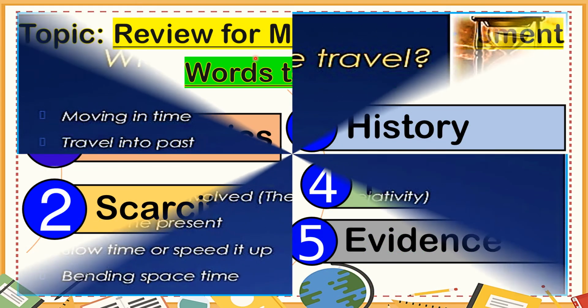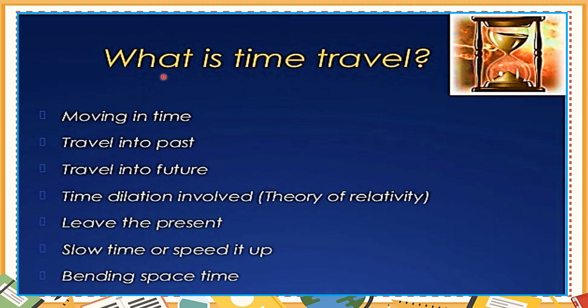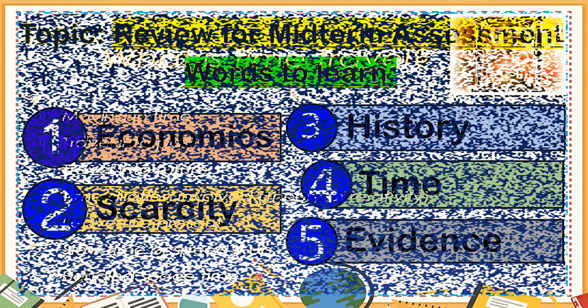Next word, time. When we are talking about history, we always talk about time. So what is time travel? Moving in time, travel into the past, travel into the future, time dilation involved, live the present, slow time or speed it up, bending space and time. We cannot study history without mentioning time.